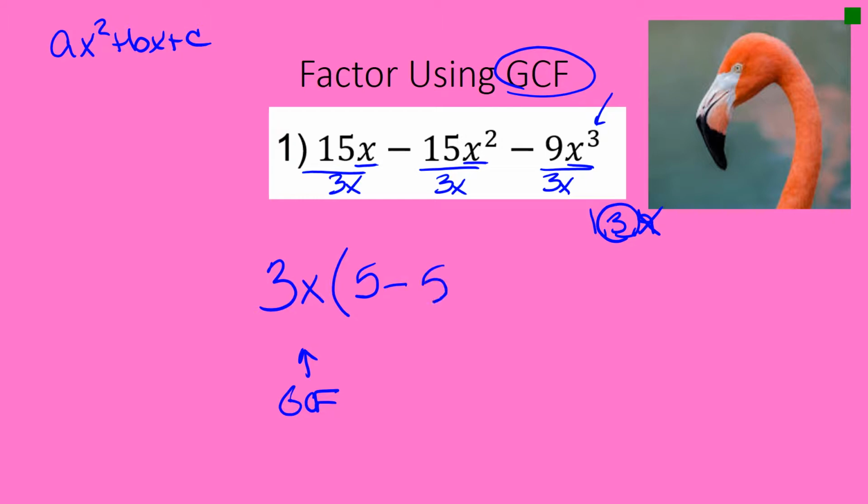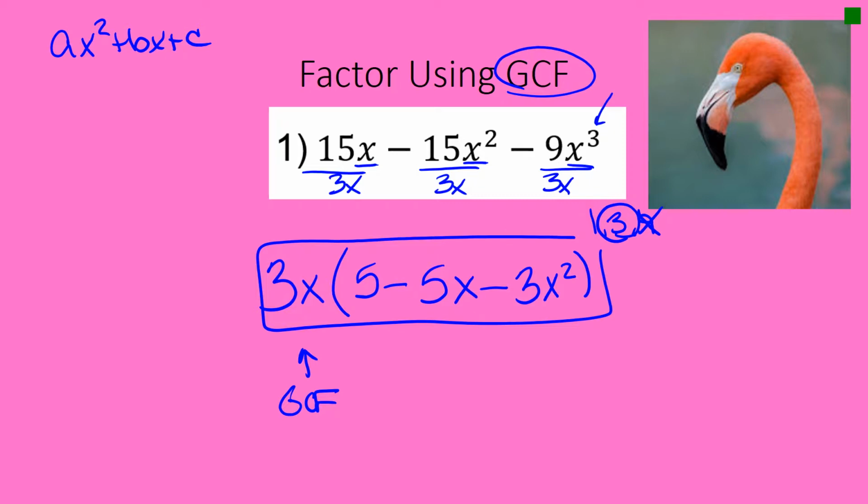Negative 15 divided by 3 is minus 5. And the x's leave me with 1. Negative 9 divided by 3 is negative 3. 2 minus 1 is x squared. So this is your final factored form.